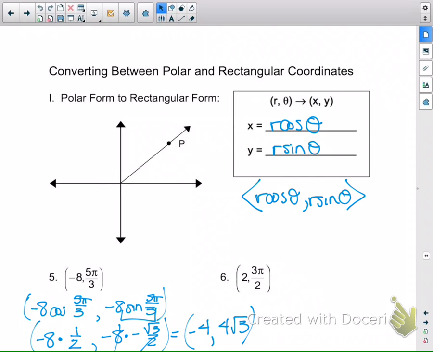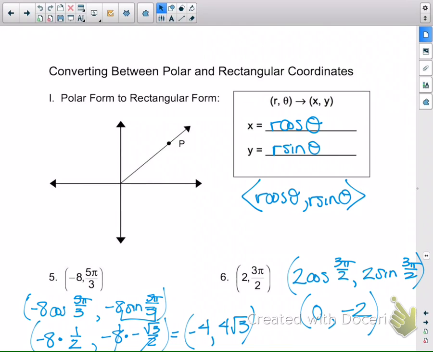Okay? I can do the same thing with number 6. To get my x and my y, I do 2 cosine at 3 pi over 2. 2 sine 3 pi over 2. If I go back through my chart, my cosine at 3 pi over 2 is 0. Sine at 3 pi over 2 is negative 1. Gives me negative 2.